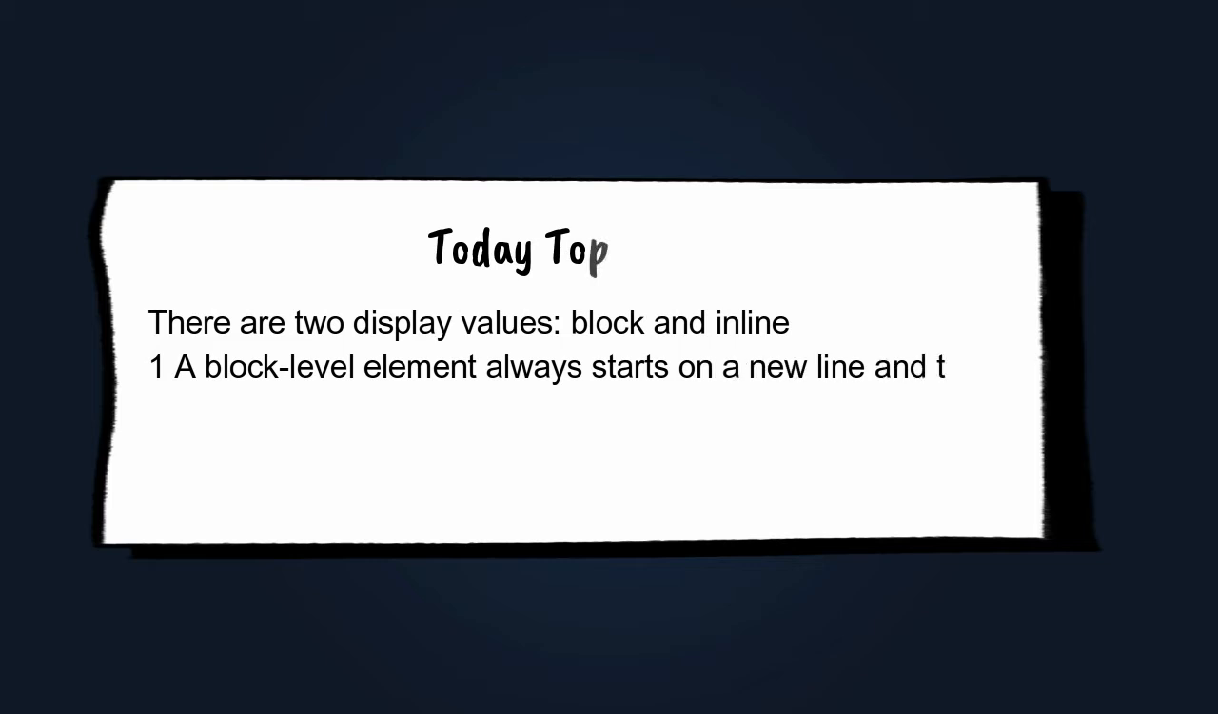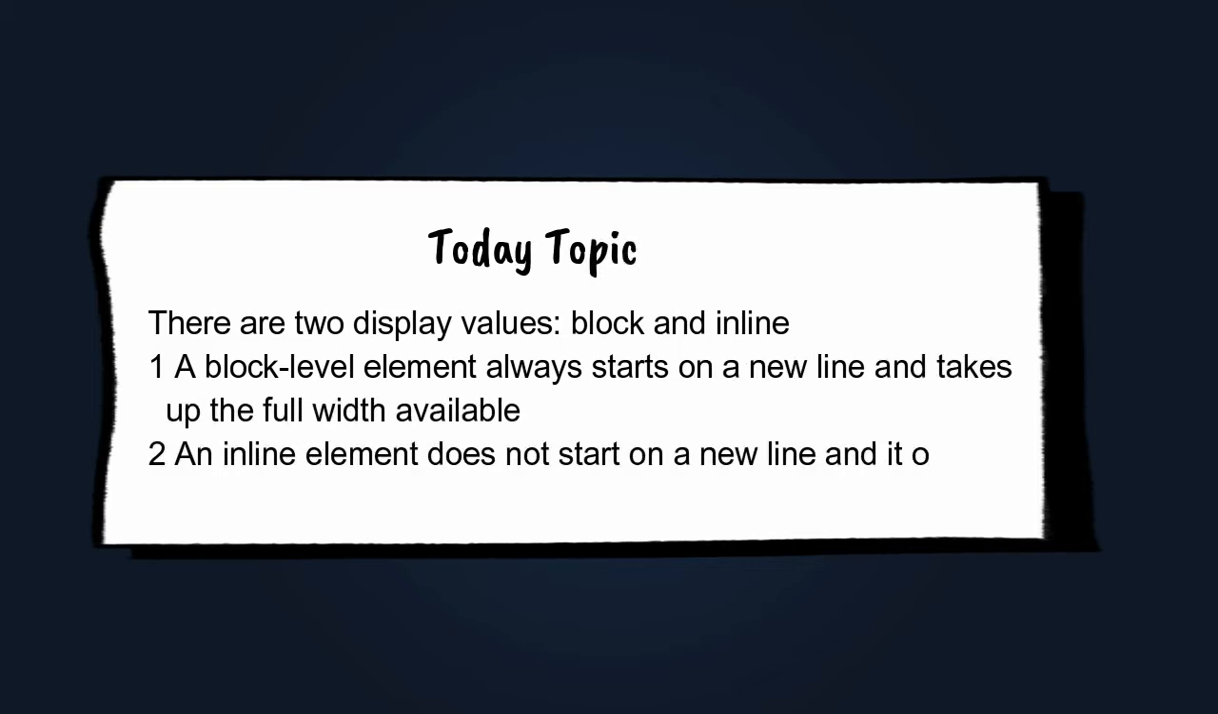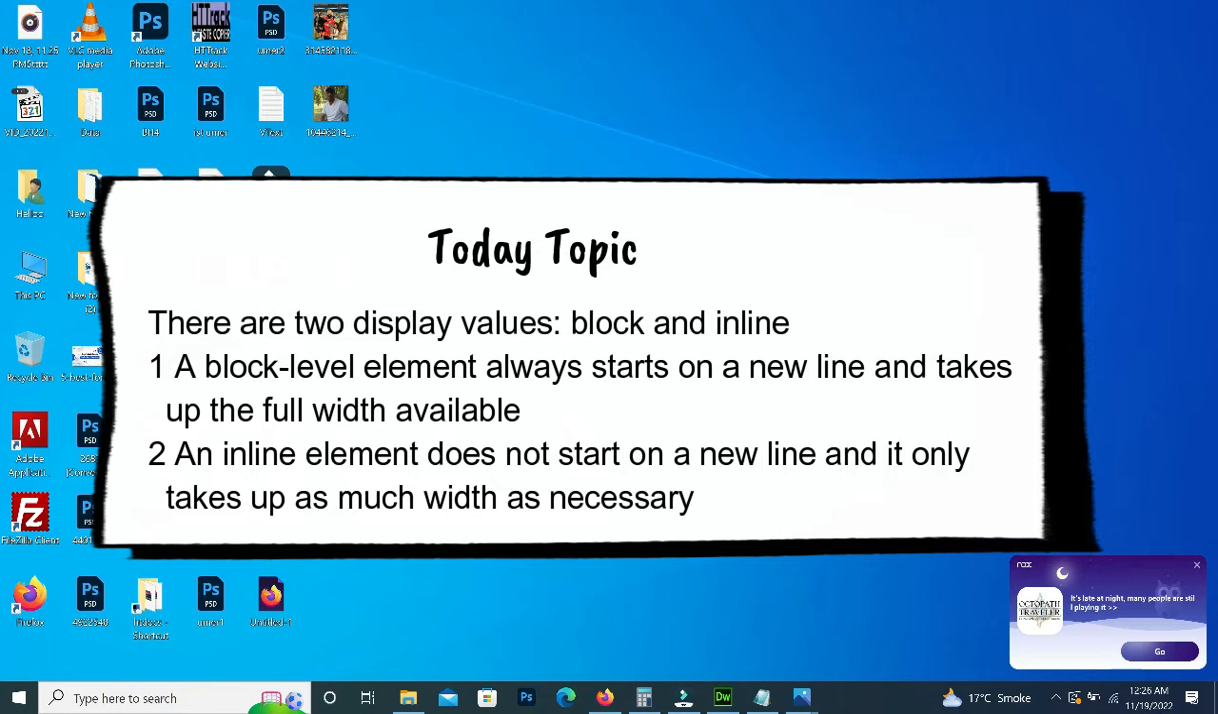Today we will learn about display values on a web page, that is block and inline. In block we will study the div tag or section tag, and in inline we will study the span tag. There are two display values on a web page: number one is block and number two is inline. A block-level element always starts on a new line and it takes up the full width available. An inline element does not start on a new line and it only takes up as much width as necessary.